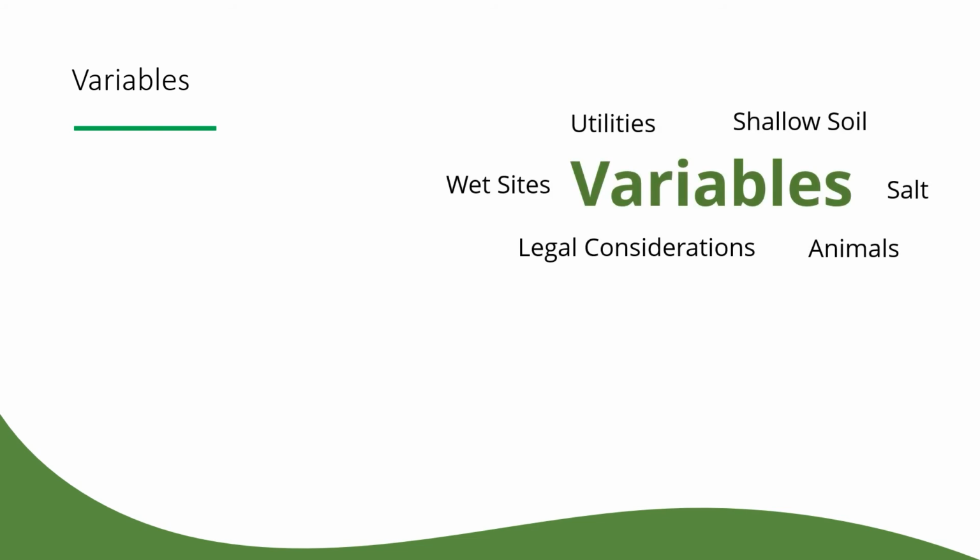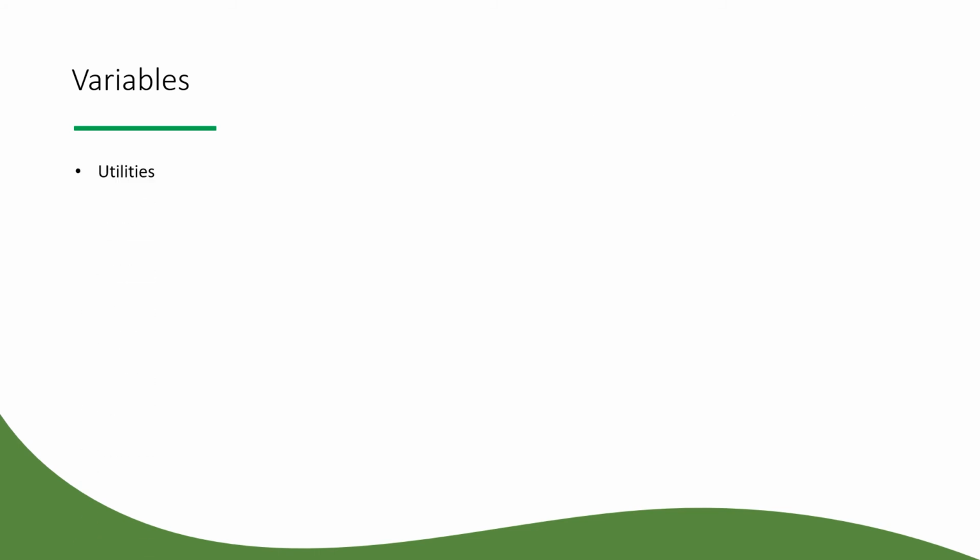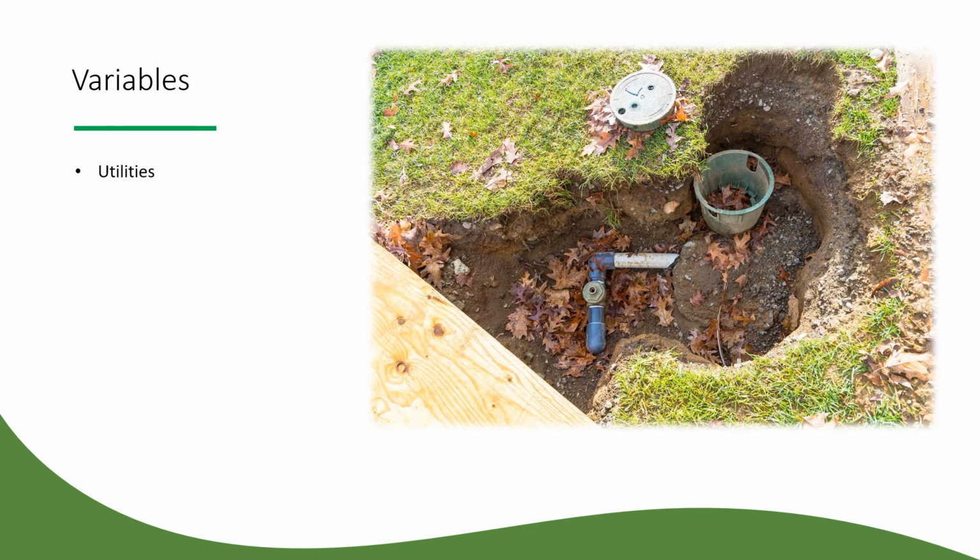Variables. Variables are factors that may or may not affect your site. This list is by no means comprehensive, but we tried to get the most important ones. Utilities. You should know whether any underground cables and pipelines run through your site before you do any digging.